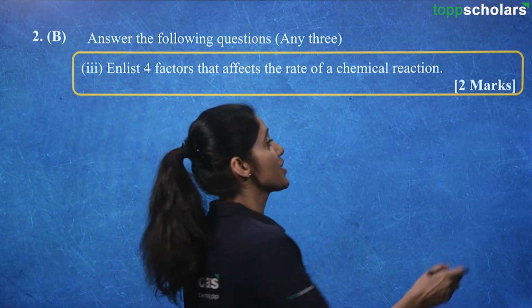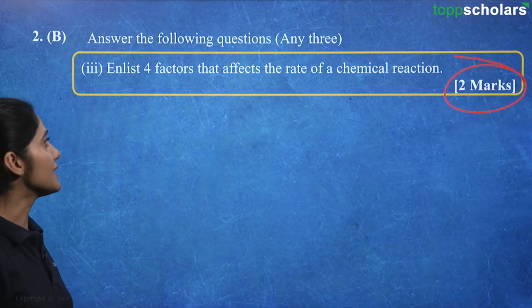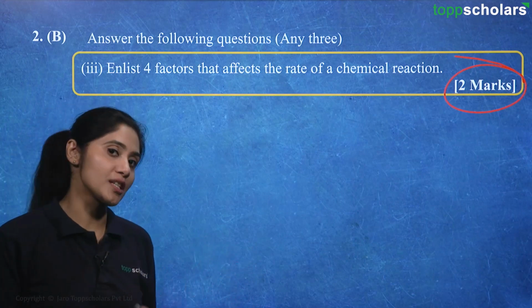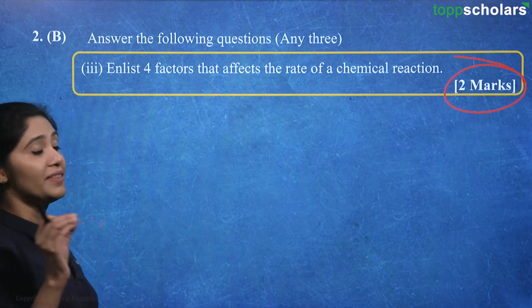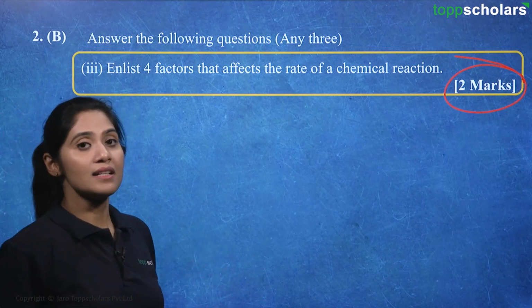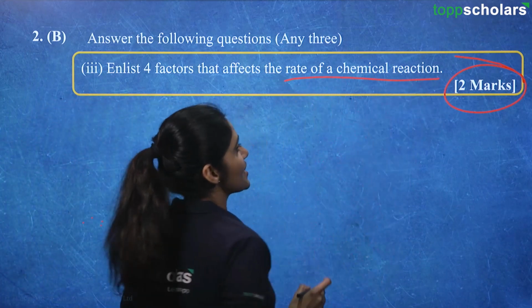Again, we have a question for 2 marks. Enlist 4 factors that affect the rate of a chemical reaction. Okay, so we have to enlist any 4 factors that affect what? The rate of chemical reaction, right?